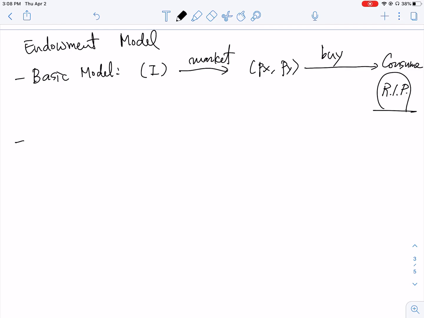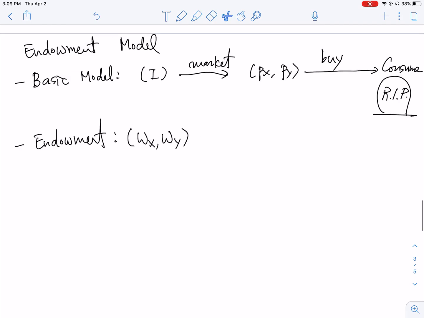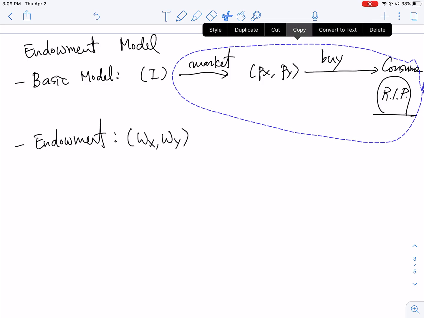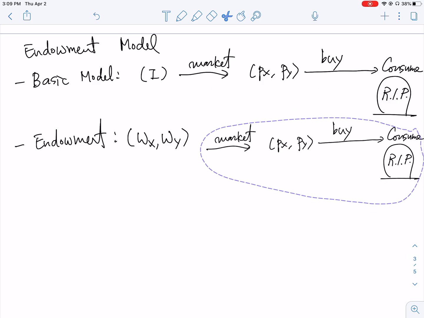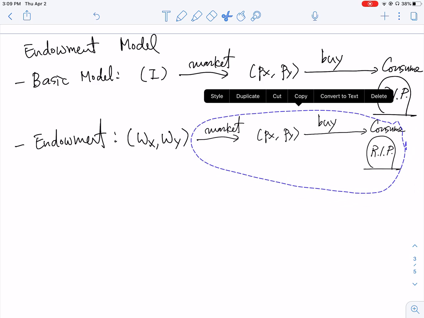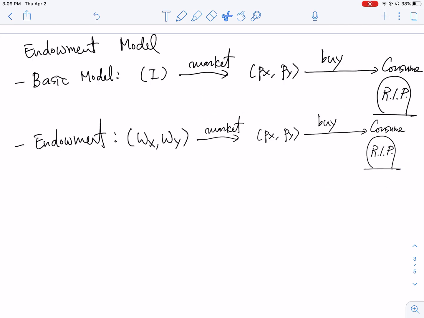So the model we're going to look at, which is called the endowment model, is slightly different. What I find here is the endowment of X and Y in the morning, and you go to the market and you do the same thing. All these things are exactly the same. It's the same thing, you're going to do the same thing.